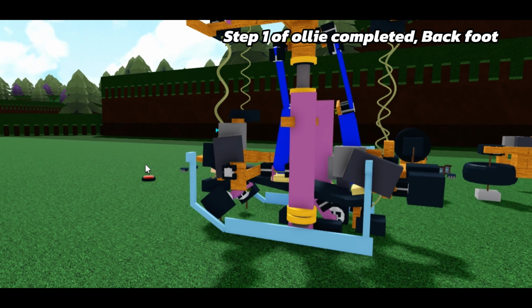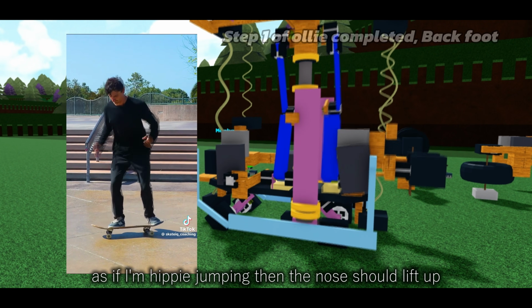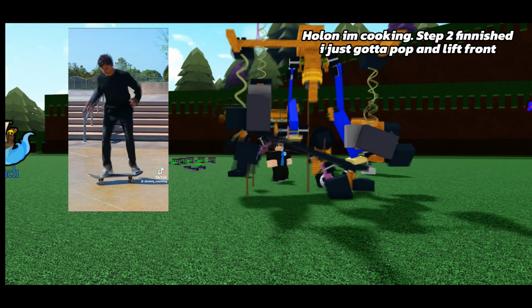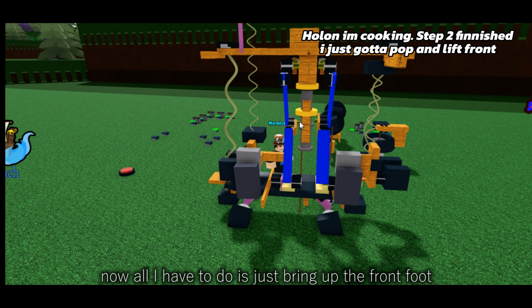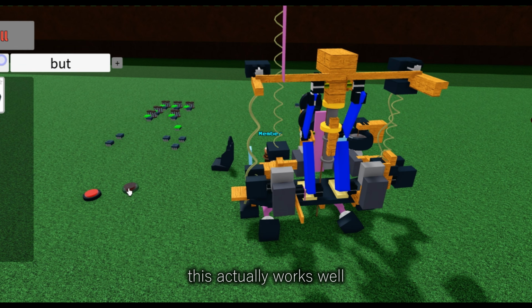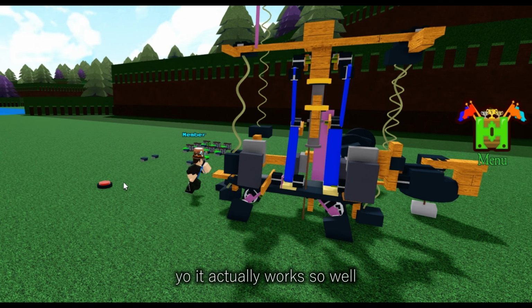Alright, so he squats down, gets ready to pop, and lifts up the leg. Theoretically, if I just lift up the front leg as if I'm hippie jumping, then the nose should lift up. Alright, now all I have to do is just bring up the front foot. Yo, it actually works well. Let me see if I can level this out by bringing forward the front foot. Yo, it actually works so well.